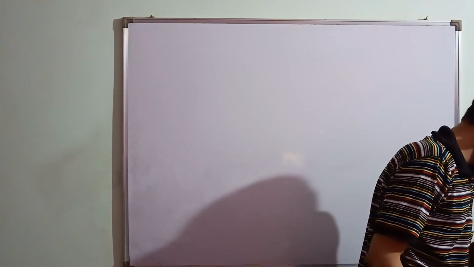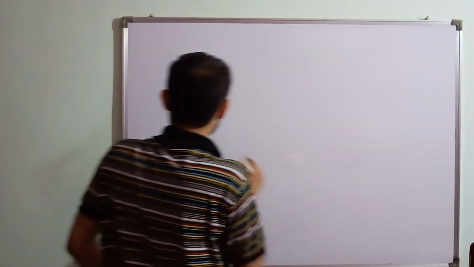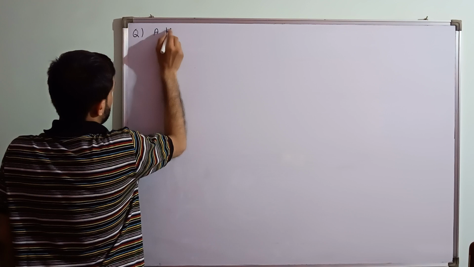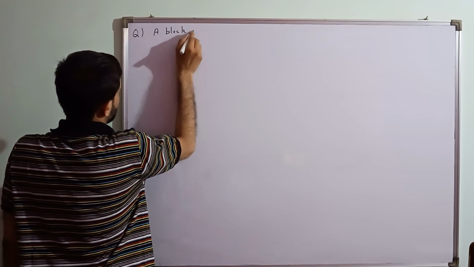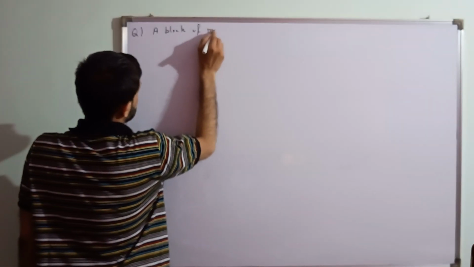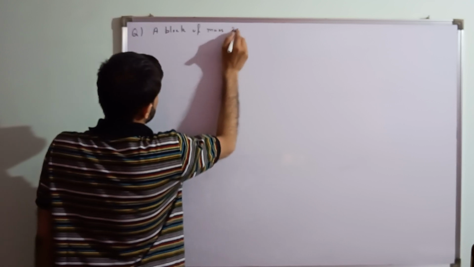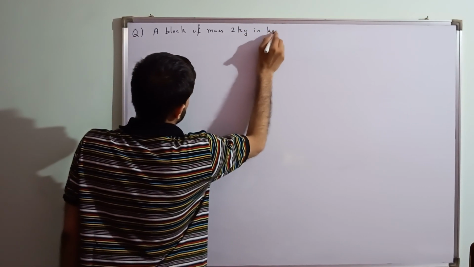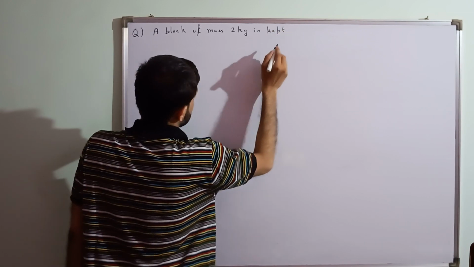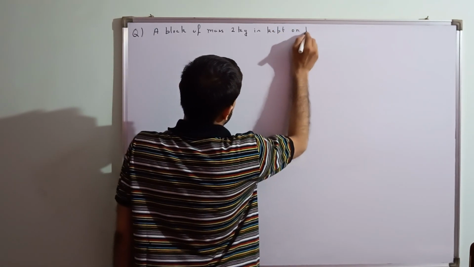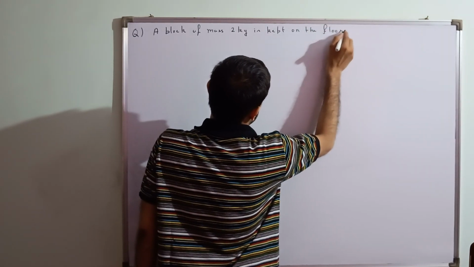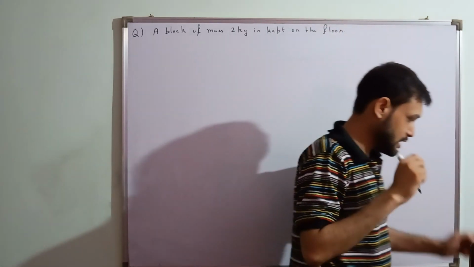So now the first question says a block of mass 2 kg is kept on the floor. Okay, so a block of mass 2 kg is kept on the floor.